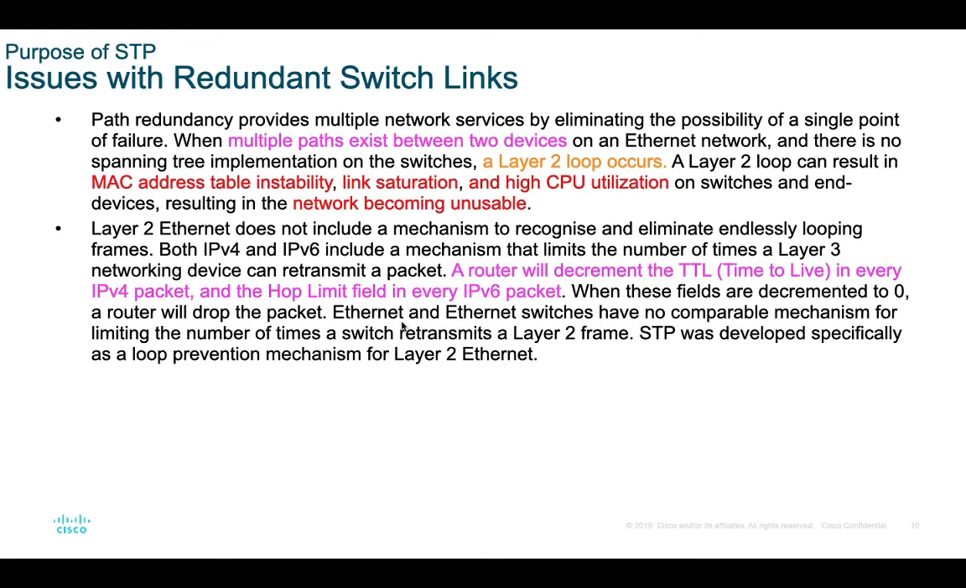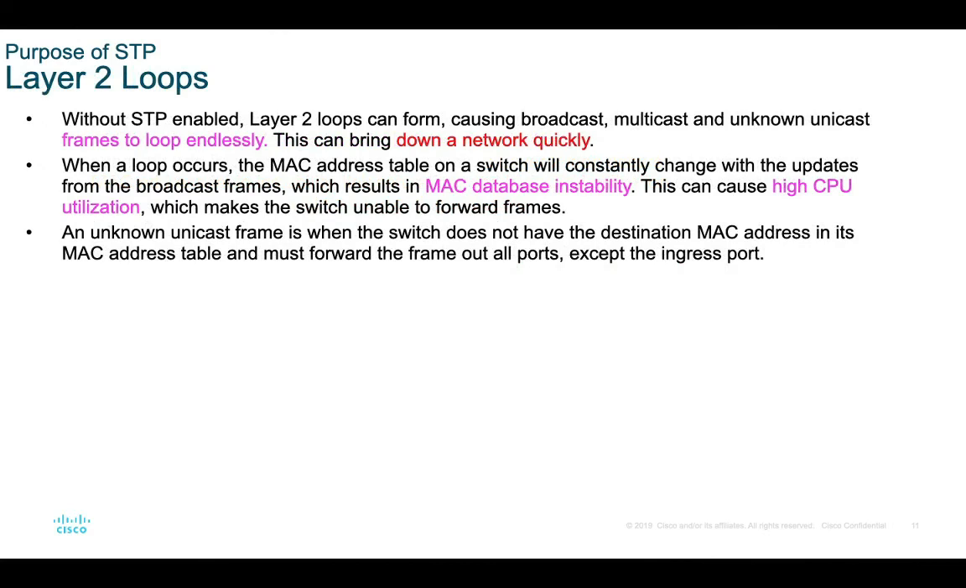So whenever data travels from one hop to another, from one device to another device, they will reduce the TTL, time to live. When the TTL goes to 0, they will drop the packet. So the data can be looping all around until the TTL reaches 0. But before it reaches 0, it may already saturate the network. This is what will happen if we do not have a spanning tree protocol. So the frame will be looped endlessly and can bring down the network quickly.